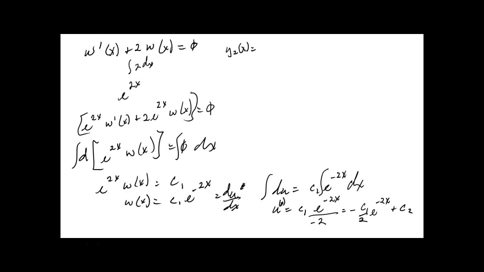Okay. Now, if you recall, our y2 was u of x times y1 of x. Okay? Well, we got our u here. It's minus c1 over 2 e to the minus 2x plus c2. And we're going to take that and multiply it by our y1 of x, which, if my memory's right, was just e to the 2x, wasn't it?